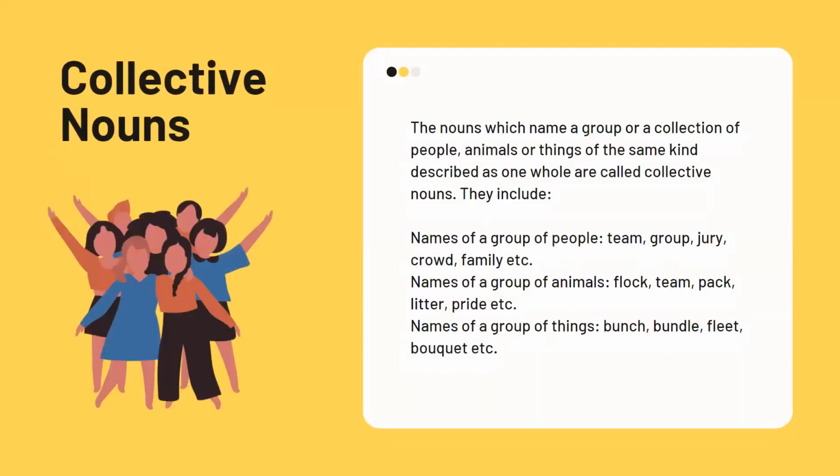Let's go ahead. These are collective nouns. The nouns which name a group or collection of people, animals, or things of the same kind, described as one whole, are called collective nouns.